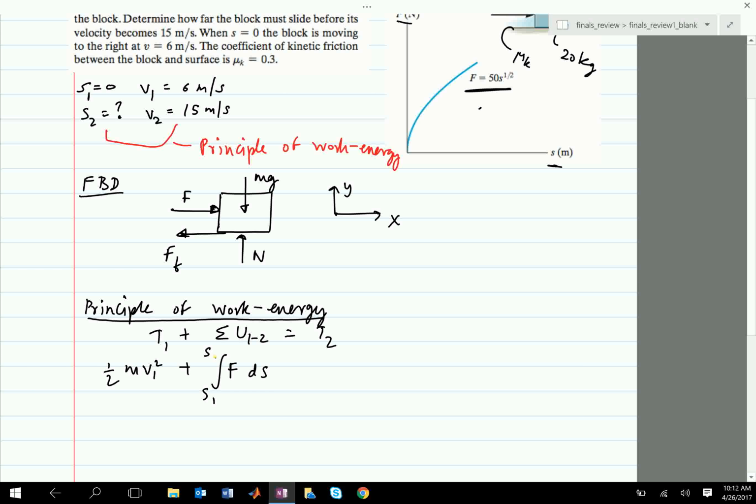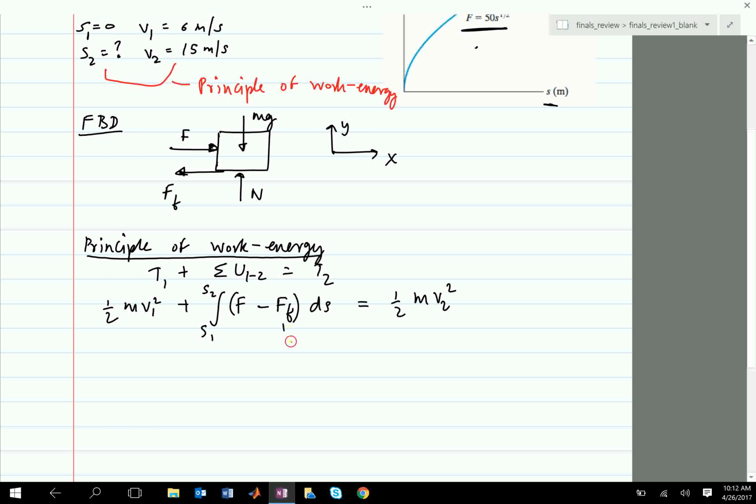From s1 to s2. The friction force is acting in the minus x direction, and our convention is that F ds is positive because the positive direction is to the right. So this is going to be the integral of F minus Ff ds equals the final kinetic energy, half mv2 squared. Okay, Ff is mu k times the normal force, and the normal force is mg.